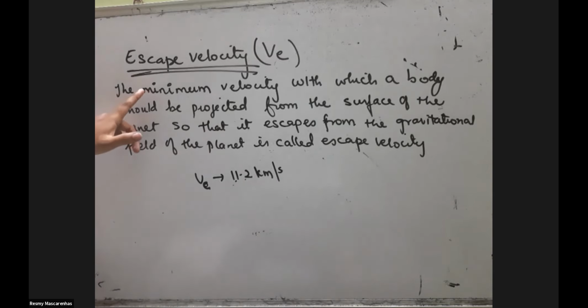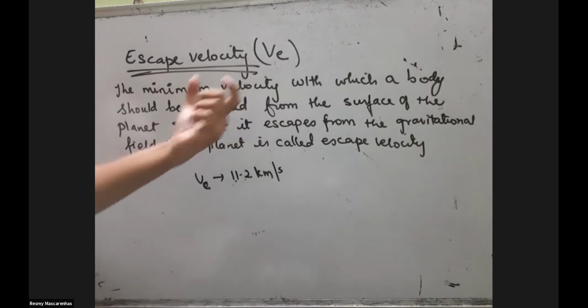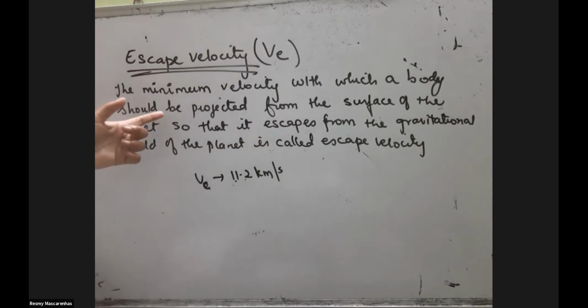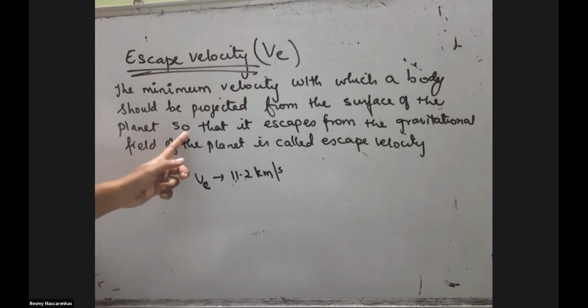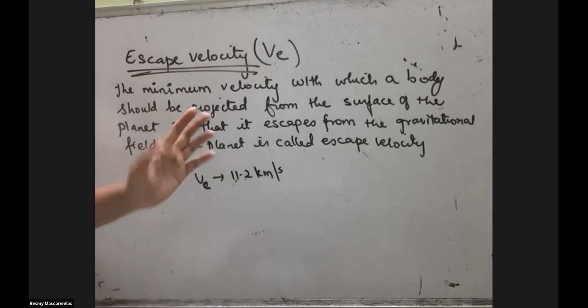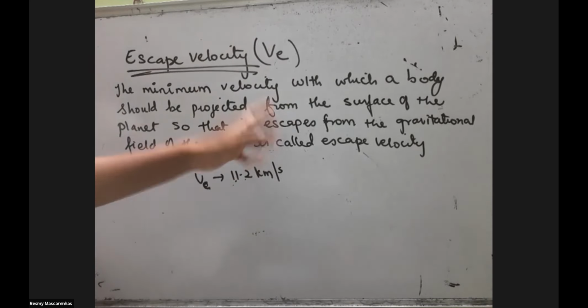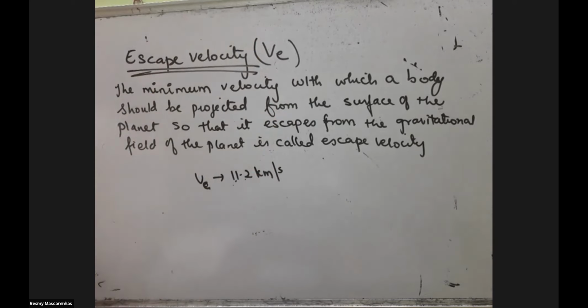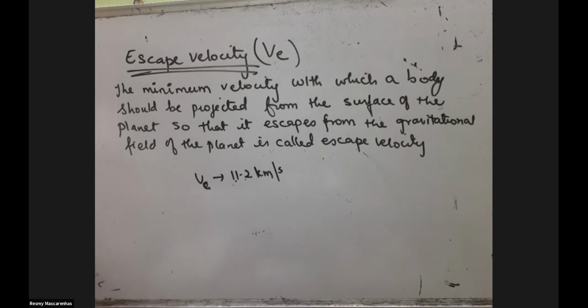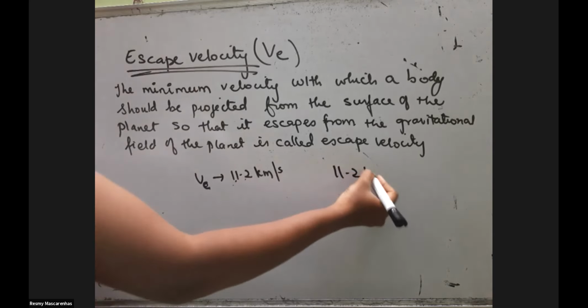Okay, so I'm reading it again. The minimum velocity at which the body or that rocket, whatever, should be projected from the surface of the planet so that it escapes the force. Otherwise, Earth will pull the rocket back. Teacher, kilometer per second? Yeah, kilometers per second. Otherwise, you can write like 7.2.